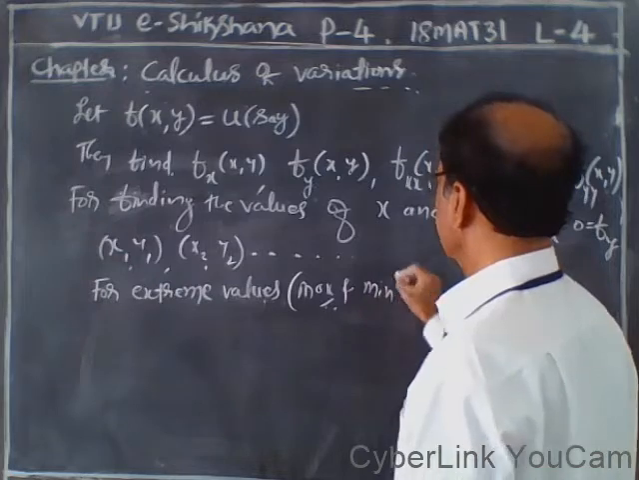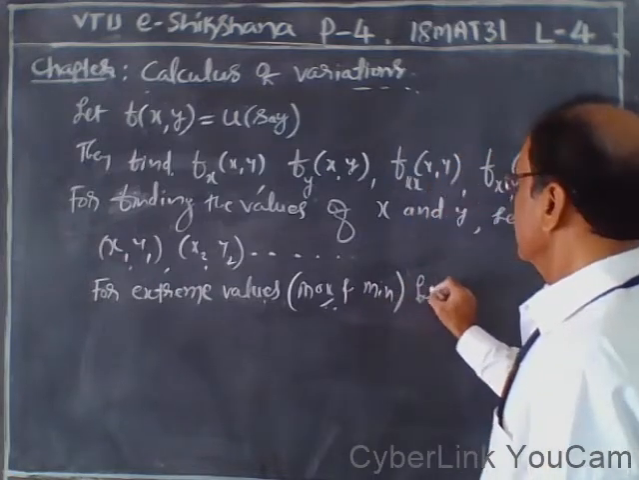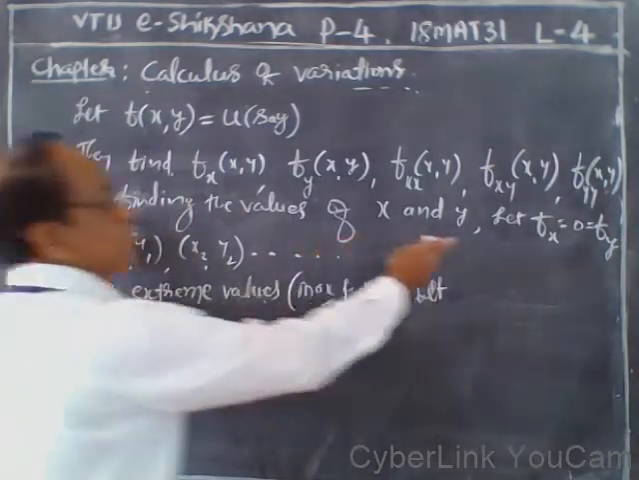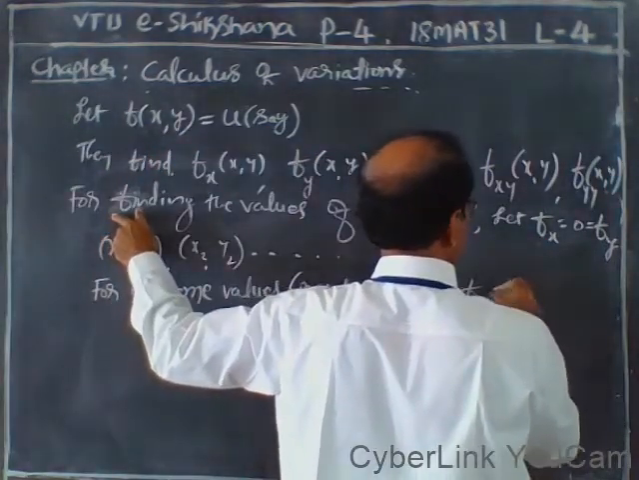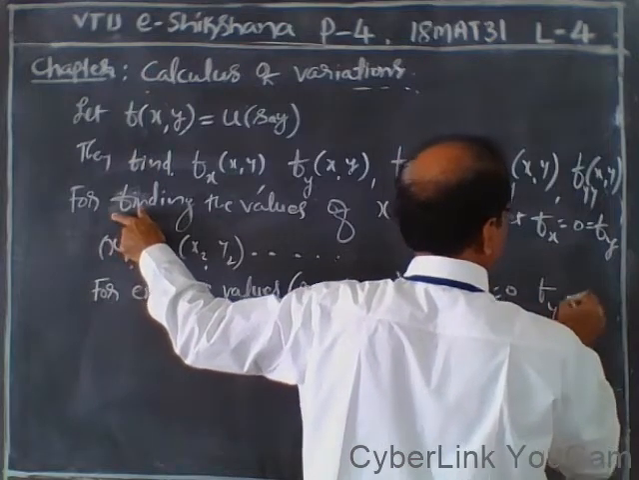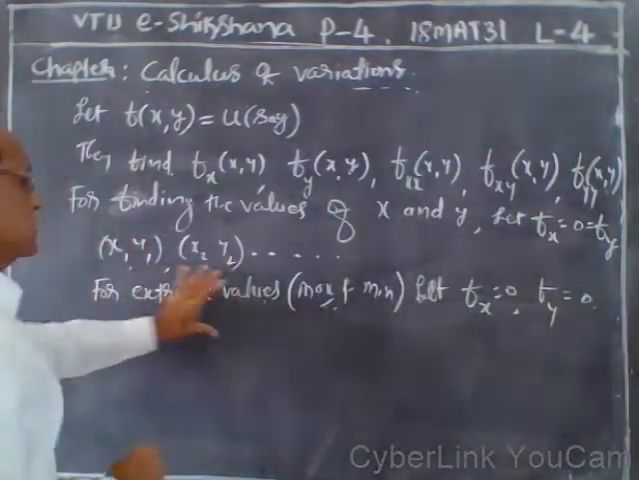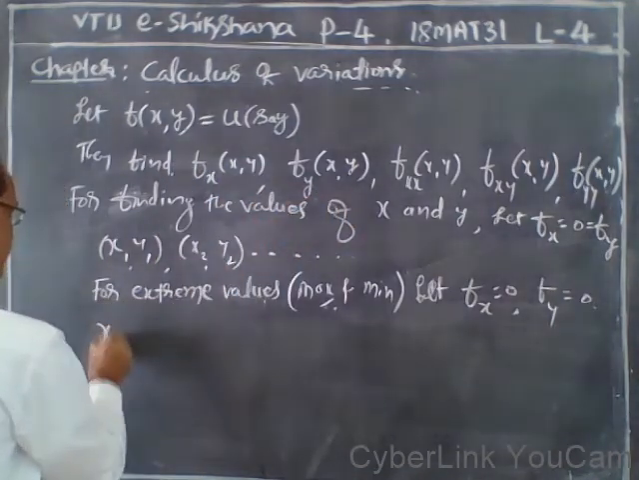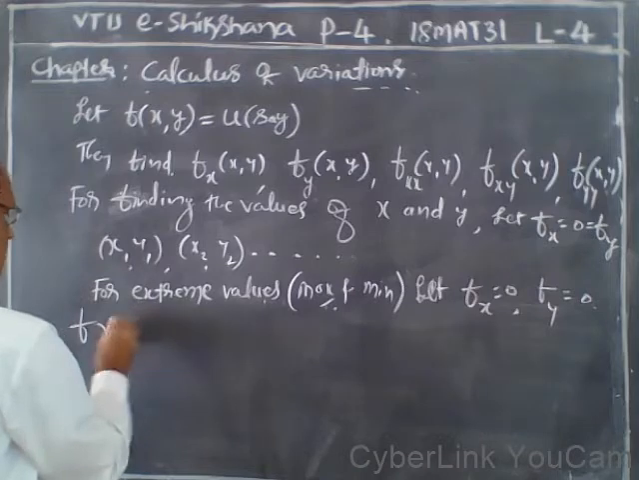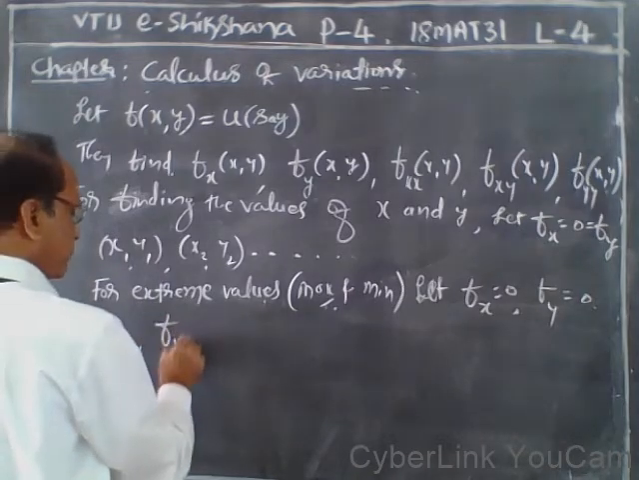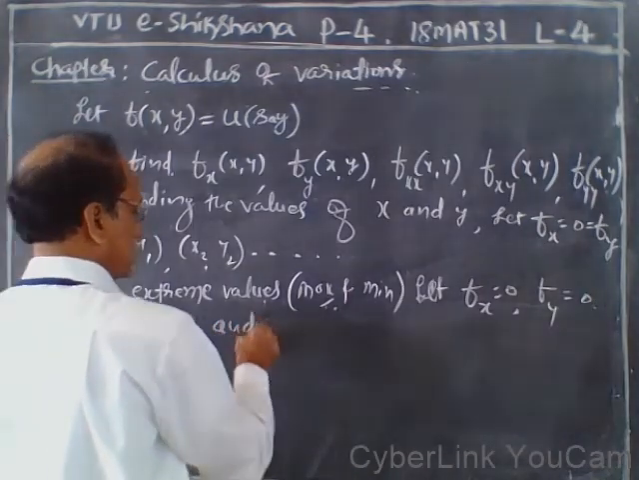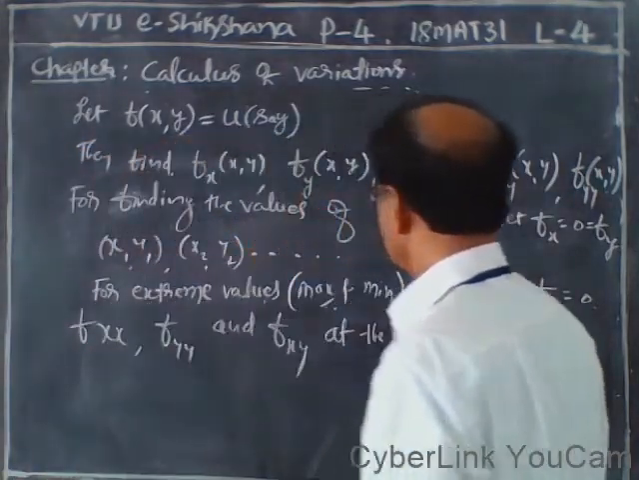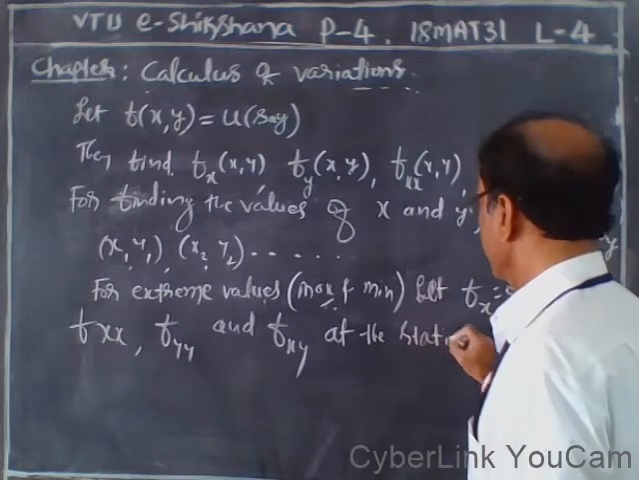for extreme values, let f x equal to 0 and f y equal to 0. After getting these values, find f x x, f y y, and f x y at the stationary values.